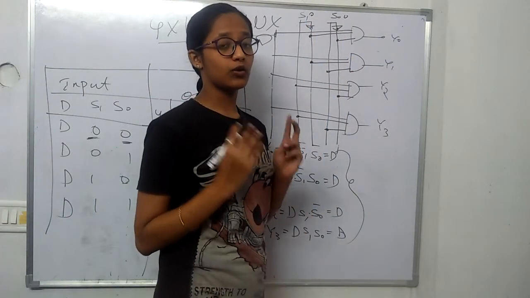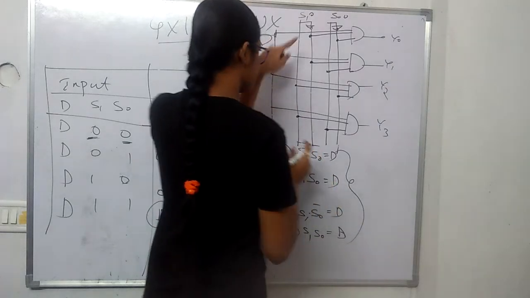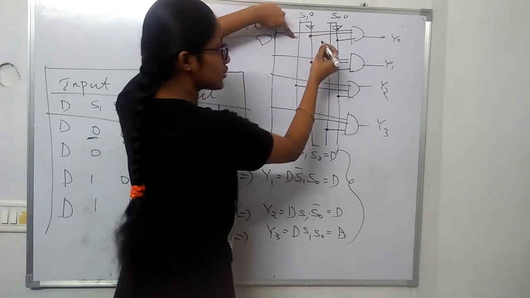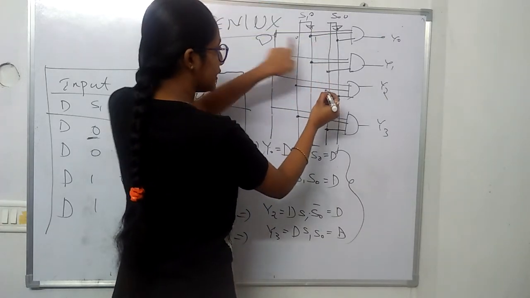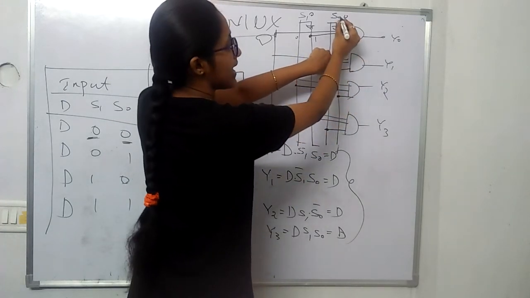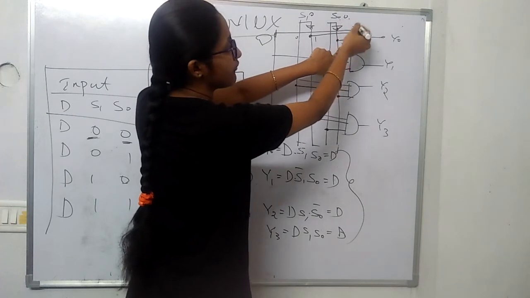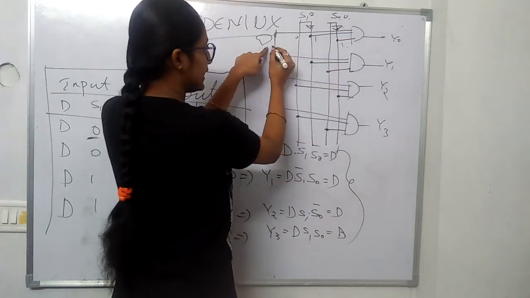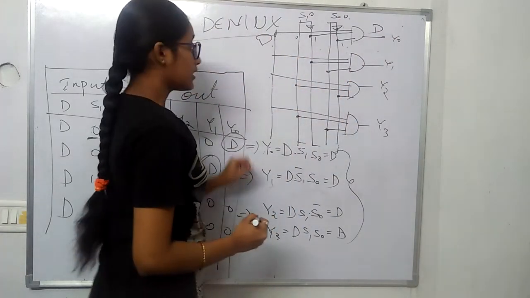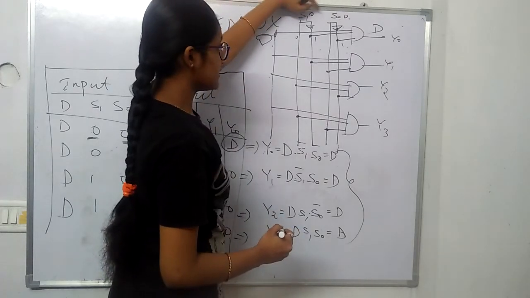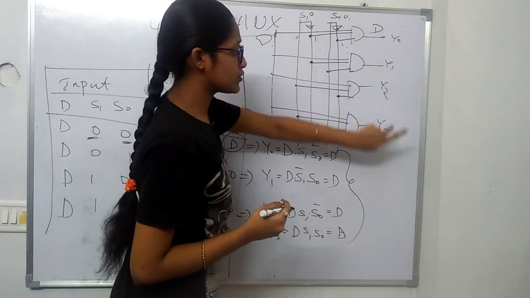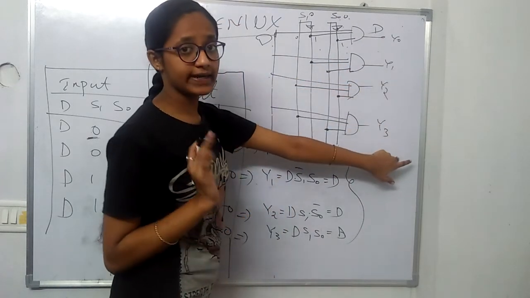Then I would like to get data only at Y0. See, here I made it 0. So the inverter of S0 will give 1. So 1 into D is D, and here we have another 1, because S0 is 0 but we have given it to an inverter, then we get 1. So D into 1 into 1, we will get data D. So S1, S0 are 0, 0 we have given. Then I should get 0 at these other lines.